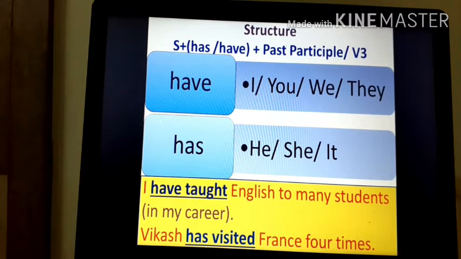As you can see, the sentence number 1, that is, I have taught English to many students, is actually my experience about my teaching career. Of course, I am still a teacher, so my career isn't finished. It's still continuing. We can also say that I have taught English to many students in my career, but it's not necessary. It is understood.